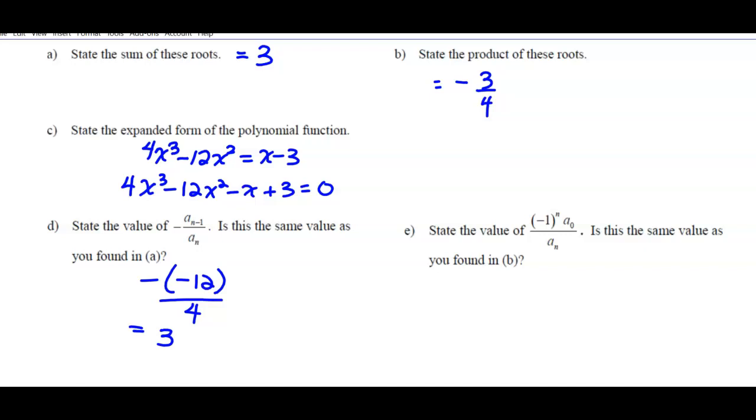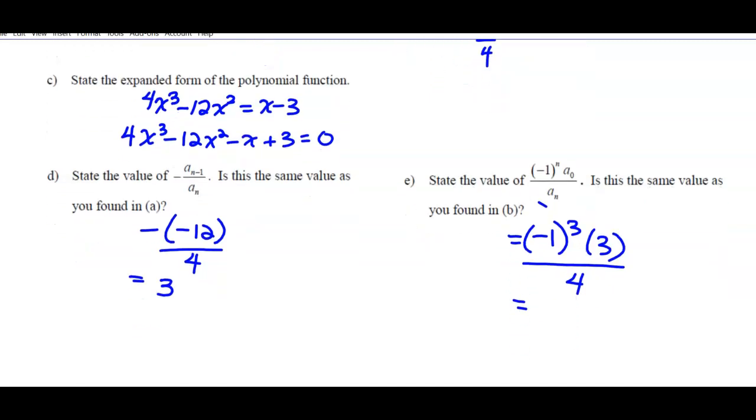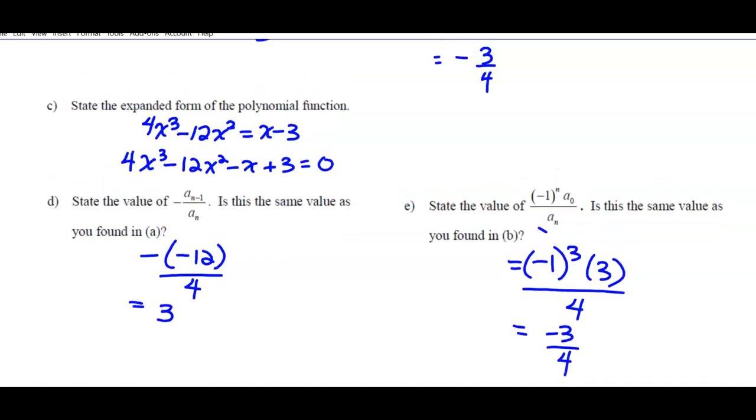We have the sum of the roots as 3. That formula is 3. Product, so this is going to be negative 1, it was degree 3. The constant term was 3. Leading coefficient was 4. Well, negative 1 cubed is negative 1, so that's going to be negative 3 over 4. Okay?